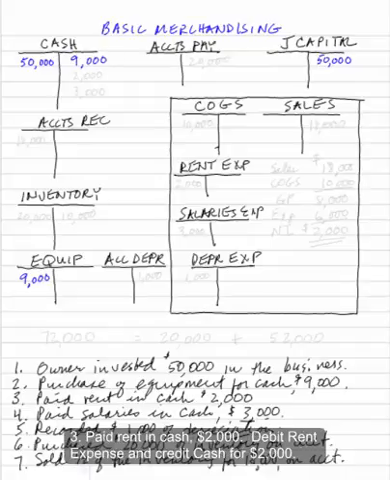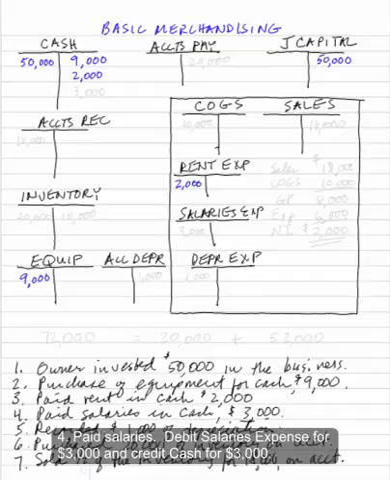Transaction 3, paid the rent in cash, $2,000. Rent is paid in cash. Paid some salaries here, $3,000. Debit to salaries expense. Credit to cash.